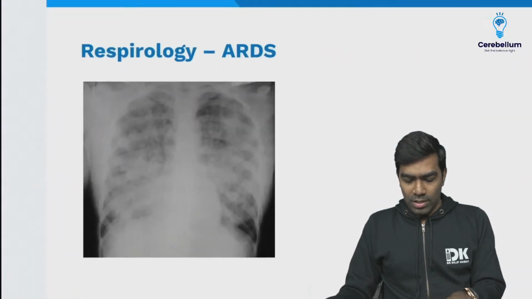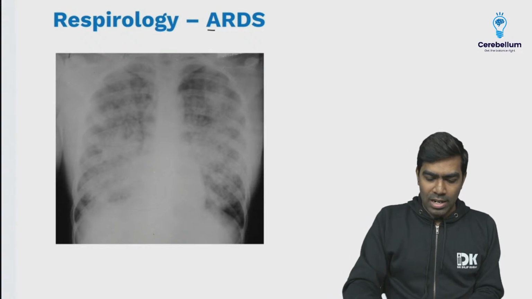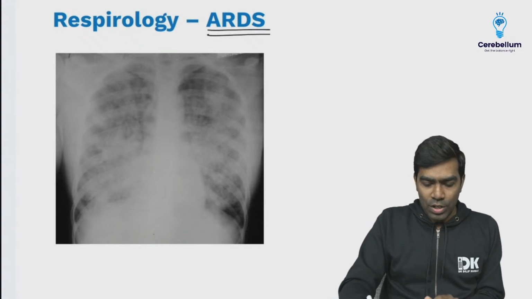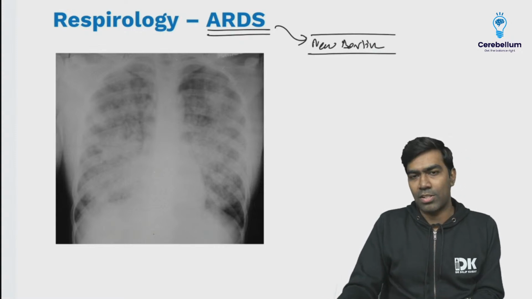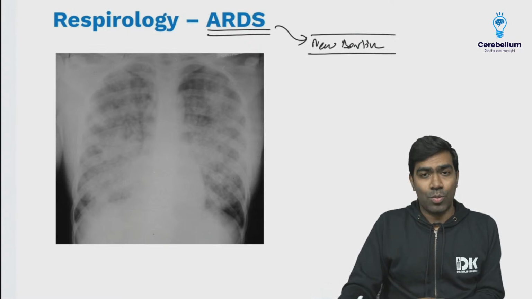Okay, going to the next important topic, that is ARDS. So, first of all, you need to know the diagnosis of ARDS. ARDS will be diagnosed with the help of something called the New Berlin criteria. This is something I've discussed already in one of the previous sessions. So, what is the New Berlin criteria?